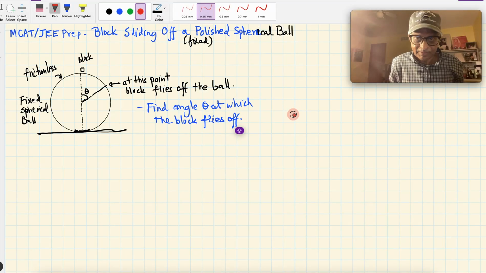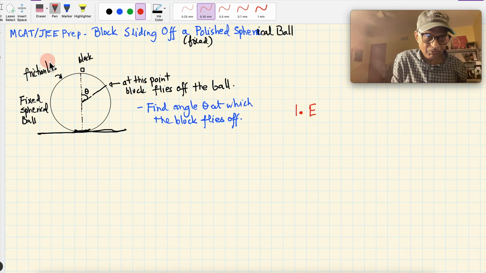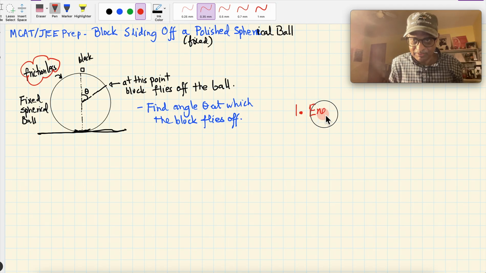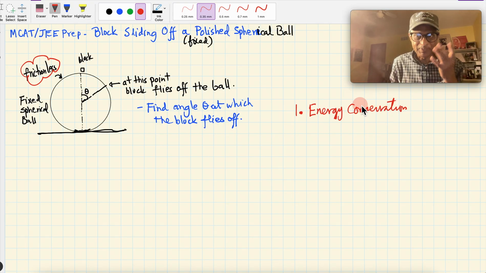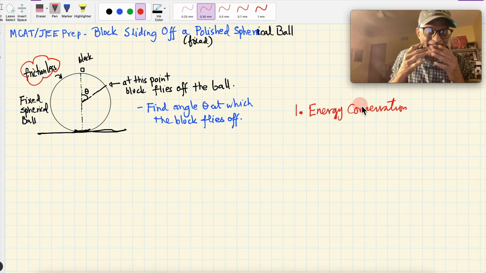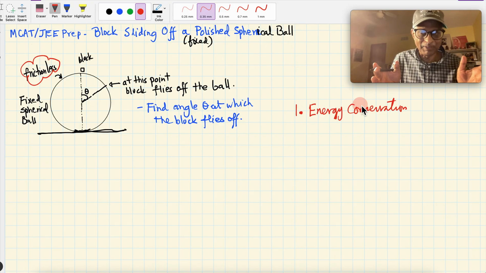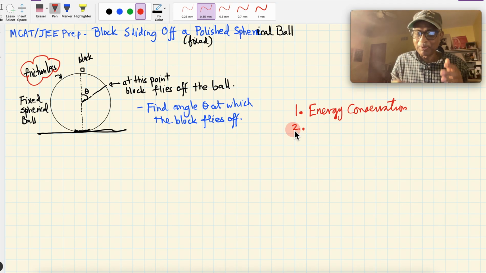Step number one is to, especially when you have a frictionless setup, use energy conservation. See how far that takes you. A lot of problems get done just by that. Then kind of hit upon the momentum conservation.